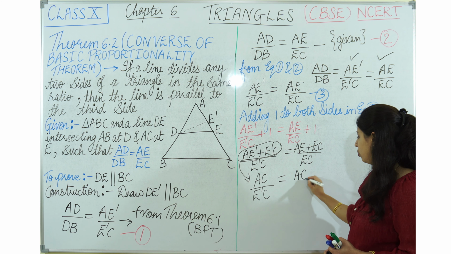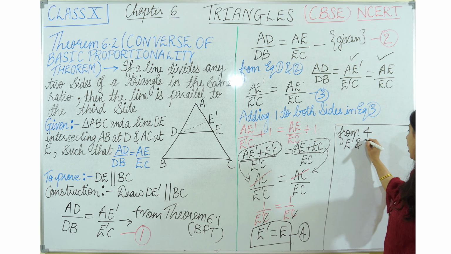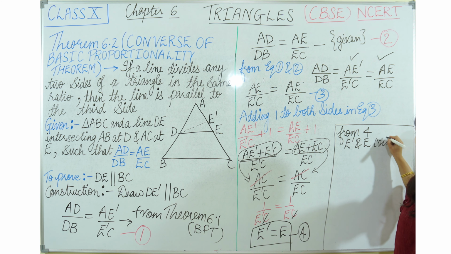Cross multiplication we are doing. So we are getting over here E dash is equal to E. So let us mark it to be equation number 4. So when E dash is equal to E, what does this mean? This means that the points are coinciding. That means E dash and E are on the same point and at the same place. So from 4, it's clear that E dash and E coincide.